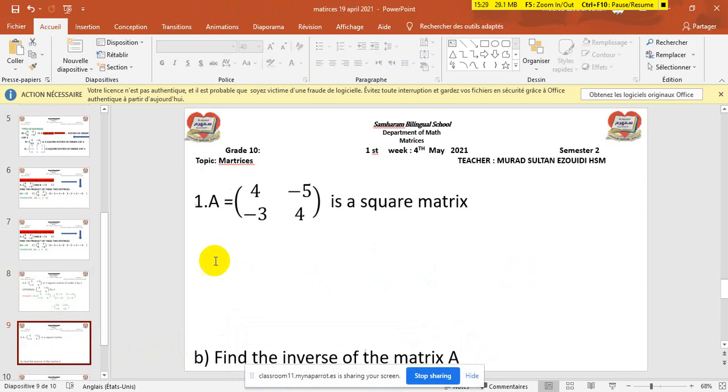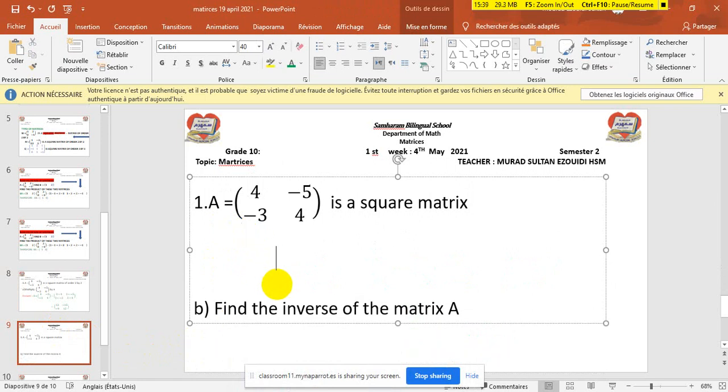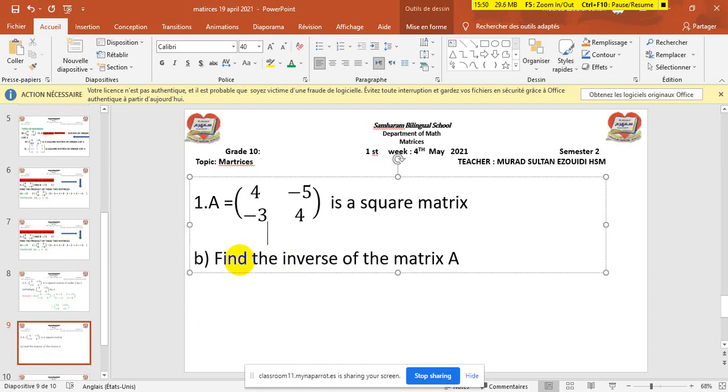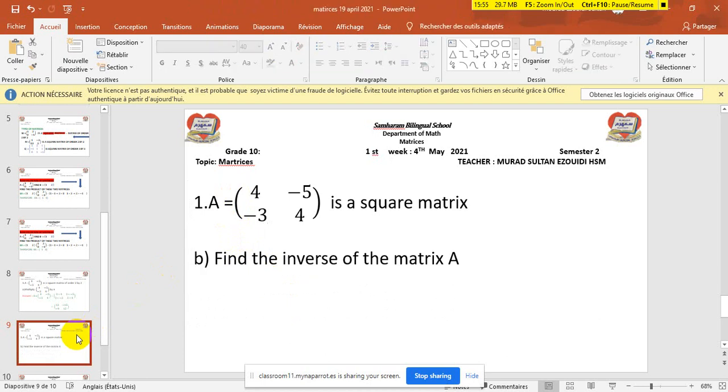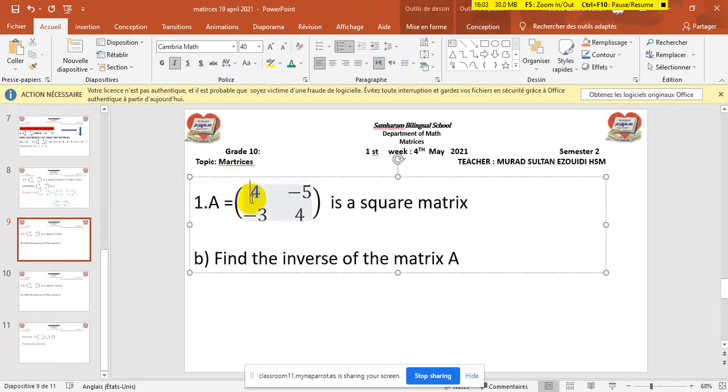Okay, so now we move to the next part. Here we have the same matrix. The question is, find the inverse of this matrix. So I will give you the formula, my daughters, to know how you can find it. I will make this one a double copy first. Copy. Okay, then I will come here. Now I will give you the definition of the inverse.